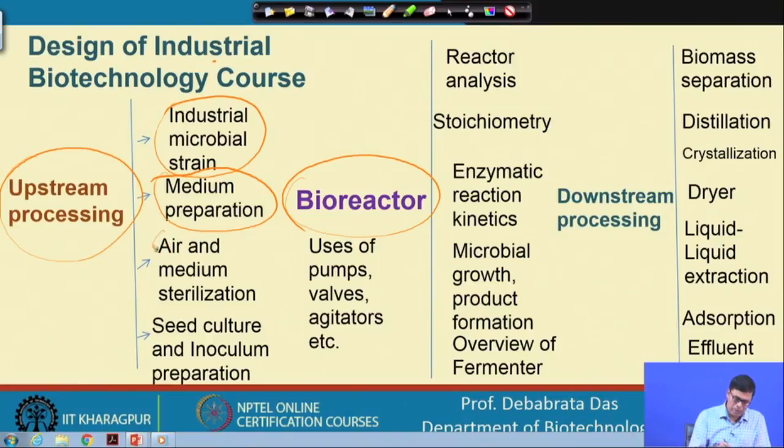Now, another important upstream processing is the air and medium sterilization. I told you that our desired organism should grow in the media. So conditions should be 100% sterile. Otherwise, other organisms will interfere in the process, and that will hamper our biochemical processes.